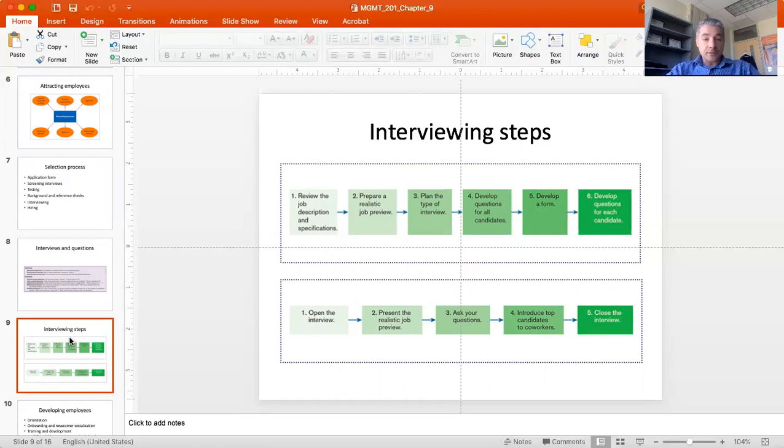In terms of conducting the interview, well, obviously you have to open the interview, you welcome the candidate, you introduce yourself, you present the realistic job preview, then you ask your questions, introduce top candidates to coworkers, and then you close the interview. And these steps do not have to be done on the same day, right? So it's a process, and you may go through multiple steps and have multiple parties engaged. So this is just the logic of the process. That's what it is.